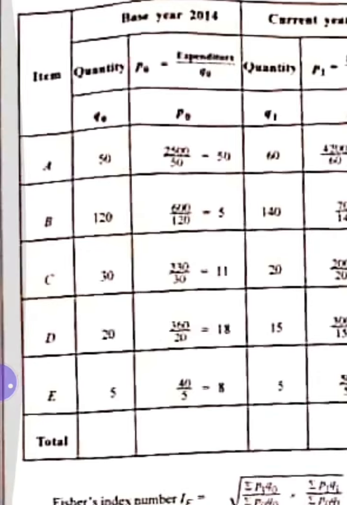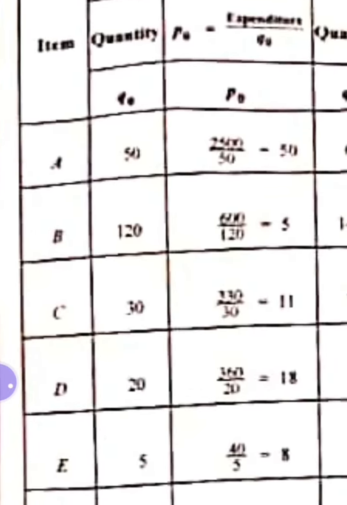So what we are going to do to find out P0 for item A, that is total expenditure divided by consumption, that is 2500 divided by 50 we will do, that will give us 50. Similarly for item B, 600 divided by 120 will give us 5. For item C it is 330 divided by 30, that will give us 11. For item D it would be 360 divided by 20, that is 18, and for item E it would be 40 divided by 5, that is 8. This is how we got P0 for the items A, B, C, D and E.